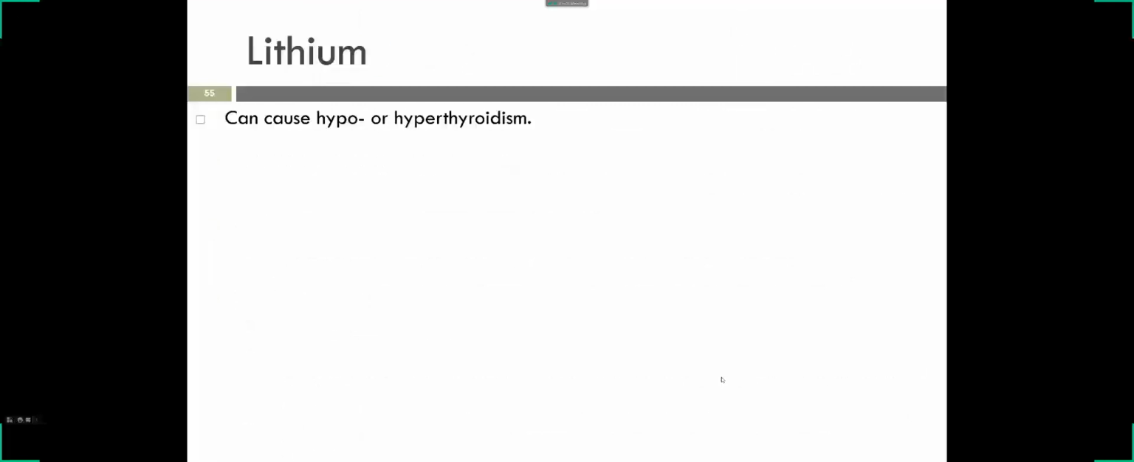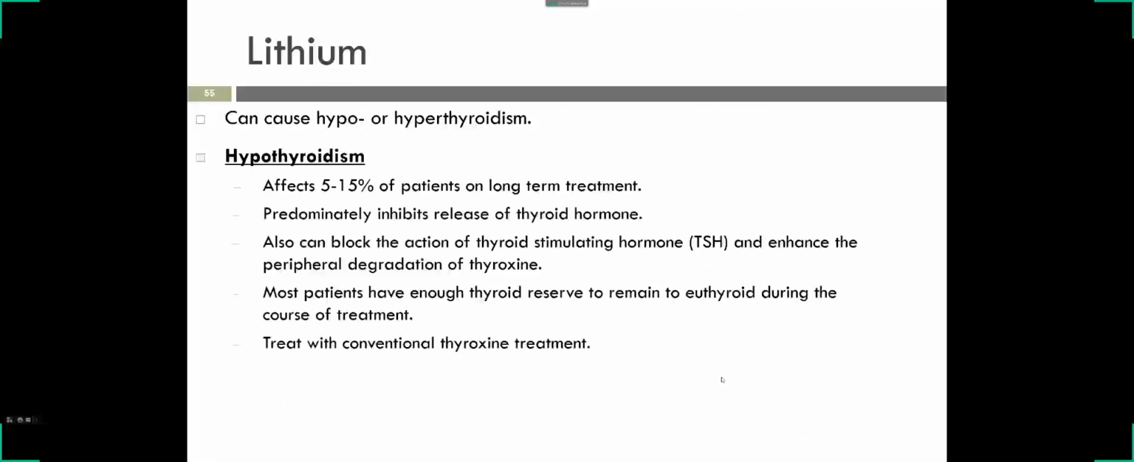In the case of lithium, it can cause hypo or hyperthyroidism. As I mentioned to you, the hypothyroidism is more common. It affects 5 to 15% of patients on long-term lithium treatment. And it does this apparently by inhibiting release of the thyroid hormone.